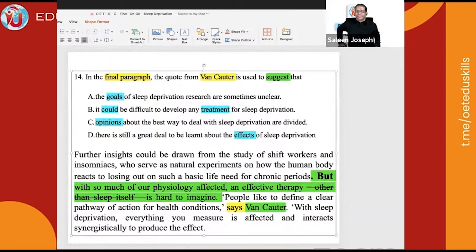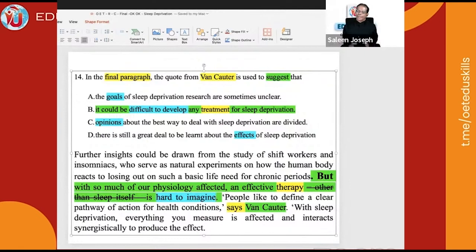Option B. Difficult to develop. Treatment is exactly the same as therapy, a synonym. And the synonym of hard is difficult to develop. Hard to imagine, difficult to develop. See the synonymous expression.